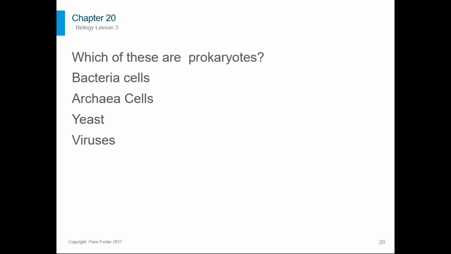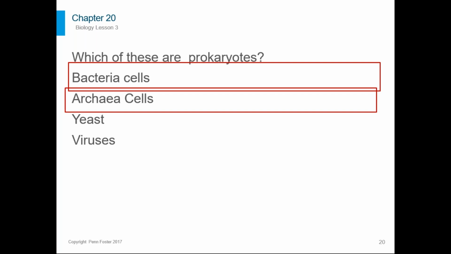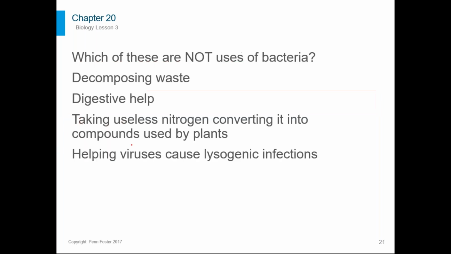So prokaryotes include bacteria cells and archaea cells. Yeast are not prokaryotes. They're a fungus, so they are eukaryotes, so that's not right. And viruses are not alive. They are not cells, so they're not prokaryotes or eukaryotes. They are just things that are not living.